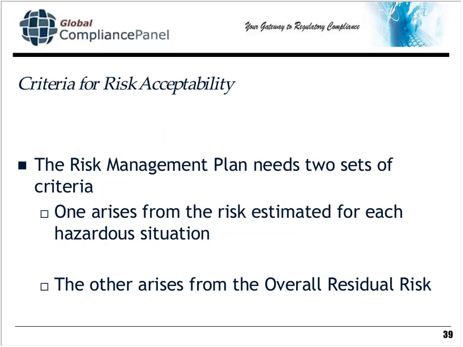Now, you need criteria for risk acceptability. So the plan calls for two sets. One is for the risk associated with each hazardous situation. So remember, we went from hazard to sequence of events to hazardous situation to harm. Harm is estimated. Harm has severity and probability. We combine them to get risk. And then we ask the question, what risks are acceptable? The risk acceptability is defined in the risk management plan. Similarly, we're going to have to define overall residual risk. After we've reduced all of the risks associated with each hazard, we need to step back and look at what's going on with the whole device.